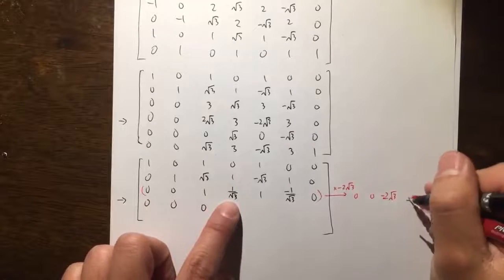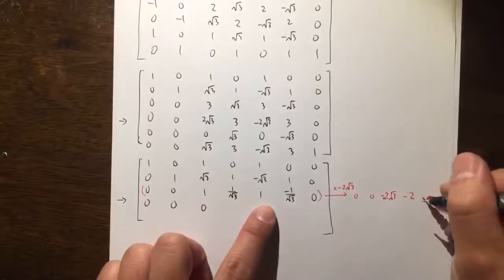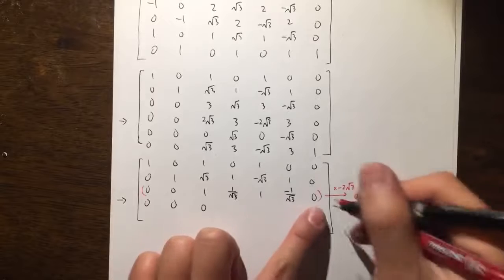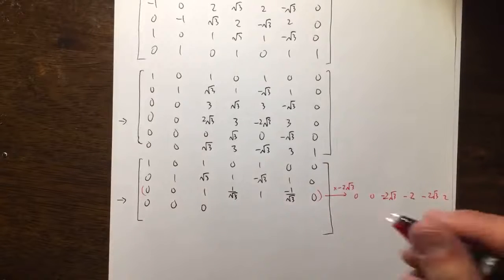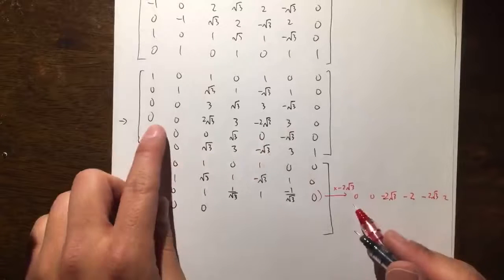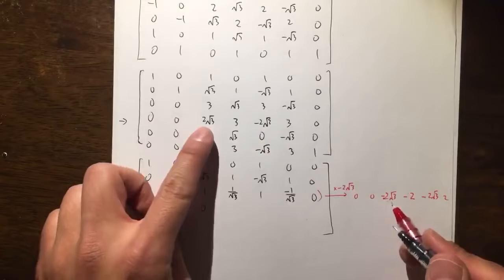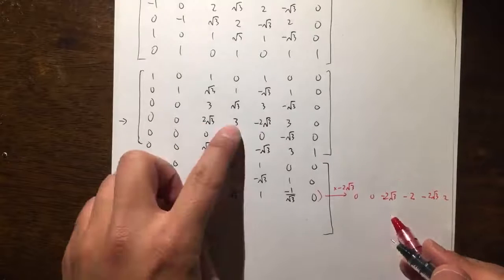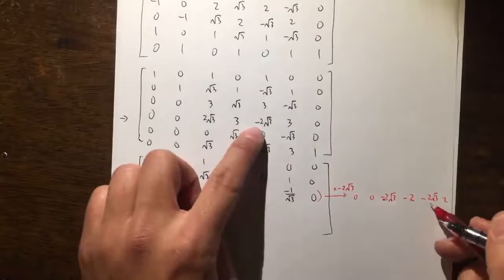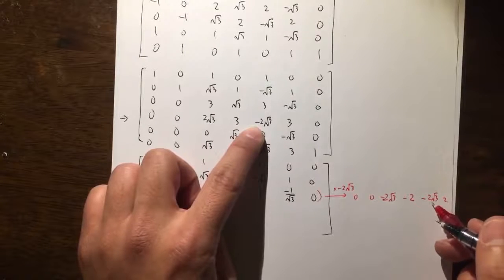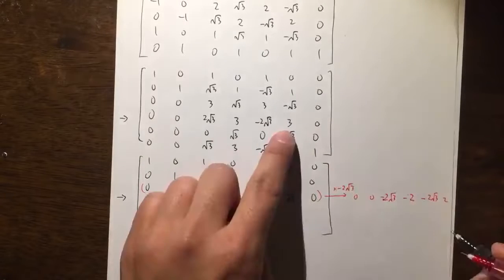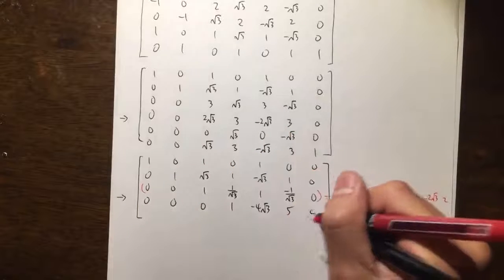And this times that is going to be negative 2. This times that is negative 2 square root of 3. And this times that is going to be positive 2, right? And the last number is, of course, 0. And now I will be adding this to this row. So 0 plus 0 is 0, 0 plus 0 is 0. Negative 2 square root of 3 plus that, that's how we get this 0. And then now 3 plus negative 2 is going to be 1. And then this plus that, negative 2 square root of 3 plus negative 2 square root of 3 is negative 4 square root of 3. And then 3 plus 2, we get 5. And that's how we got this.